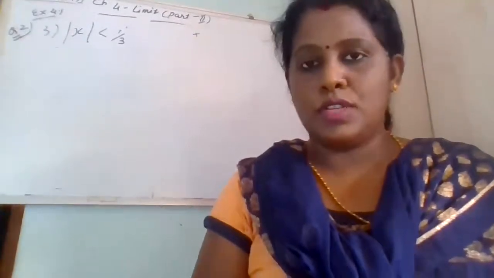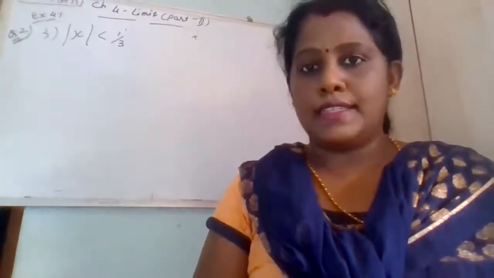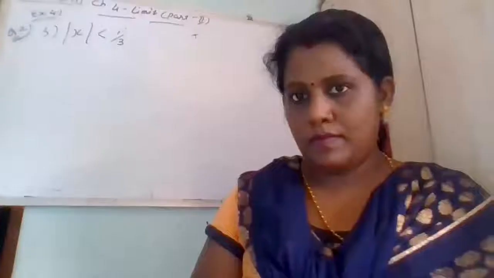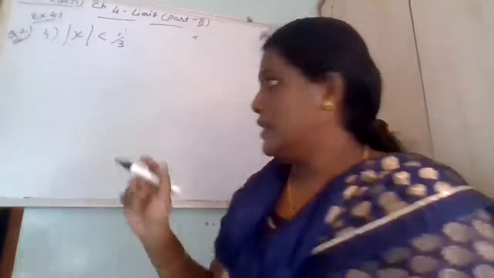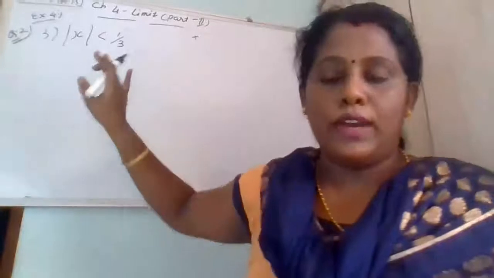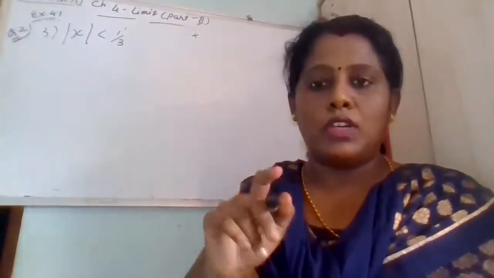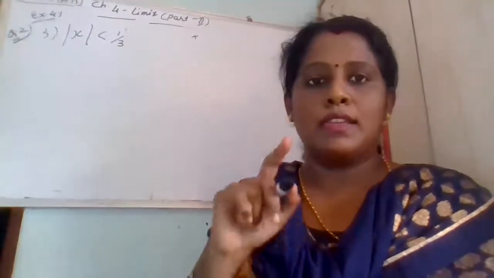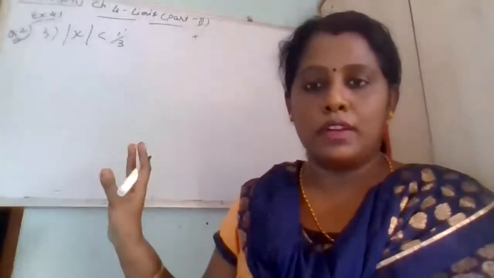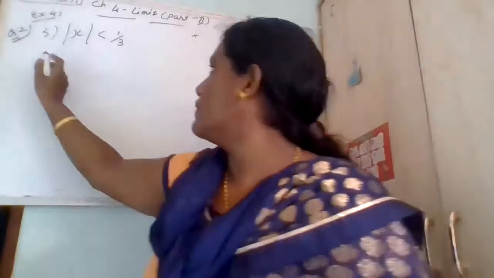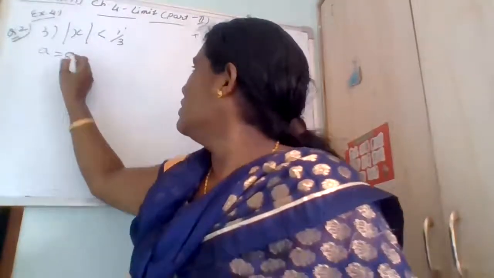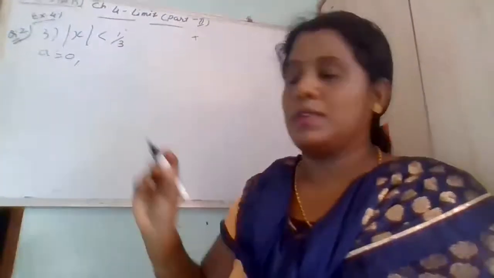So the next question is modulus x less than 1 by 3, where a is... see, here only x is given and a is not given. Our formula was modulus x minus a, but here a is not given. So what we have to take in place of a? a equal to 0, 0 we have to take.